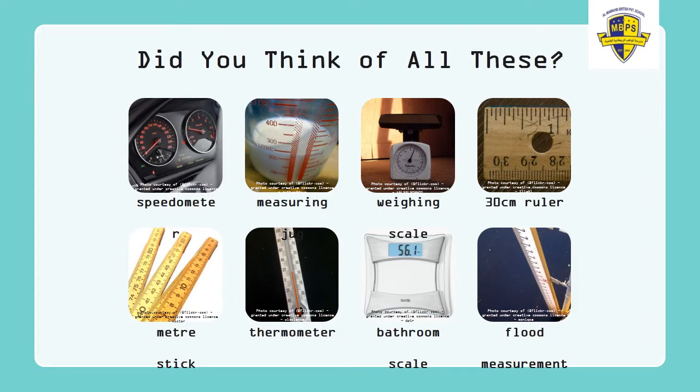The measuring jug. There is a scale with numbers on the measuring jug. The weighing scales, also for the mass scale, there are numbers. Even your 30 centimeters ruler, we can see the numbers. So these numbers represent the scale. What we are going to learn today is how we will read these scales and how we will read these numbers.